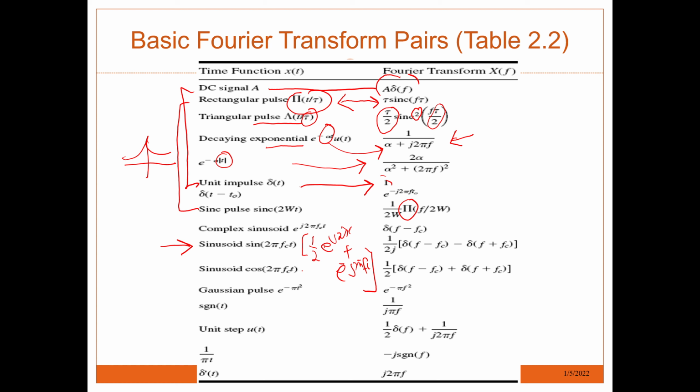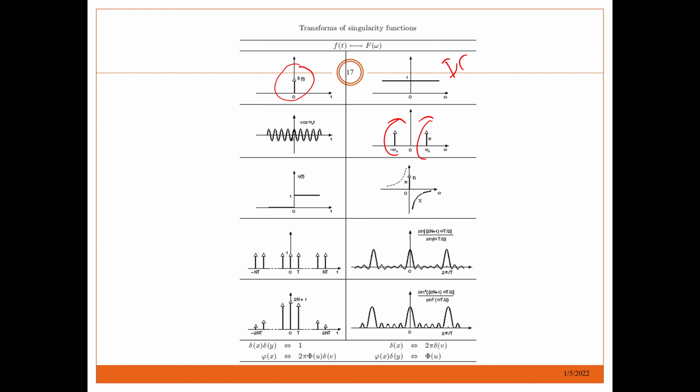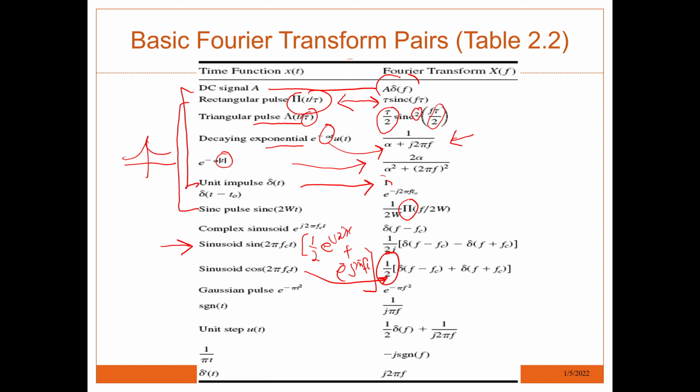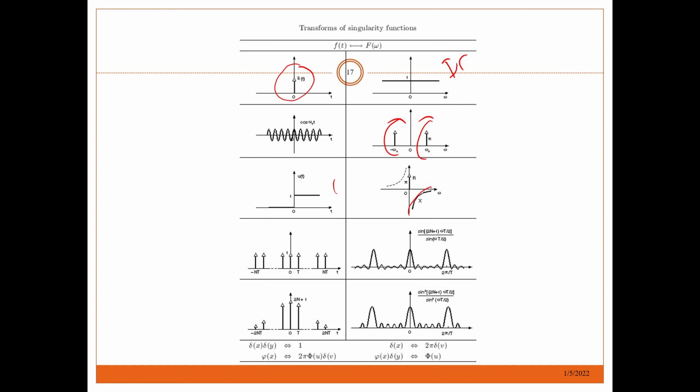Cosine will become a delta, but the size of the amplitude will become half. And then we have sine, and it will become 1 over j2 pi f, the signum. Okay, this is the sine function.